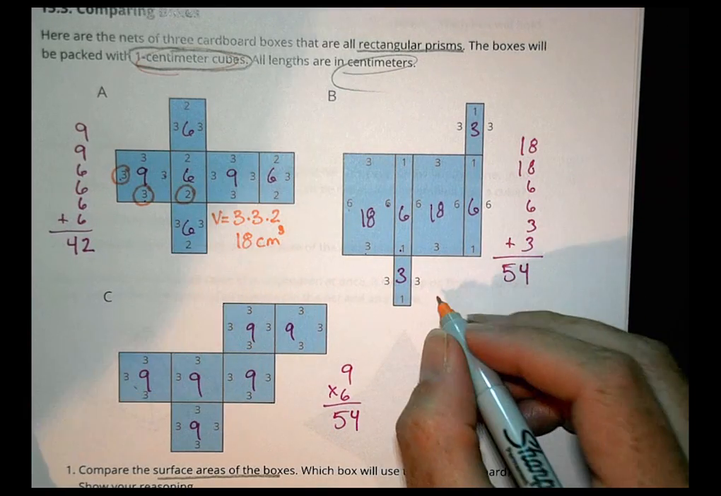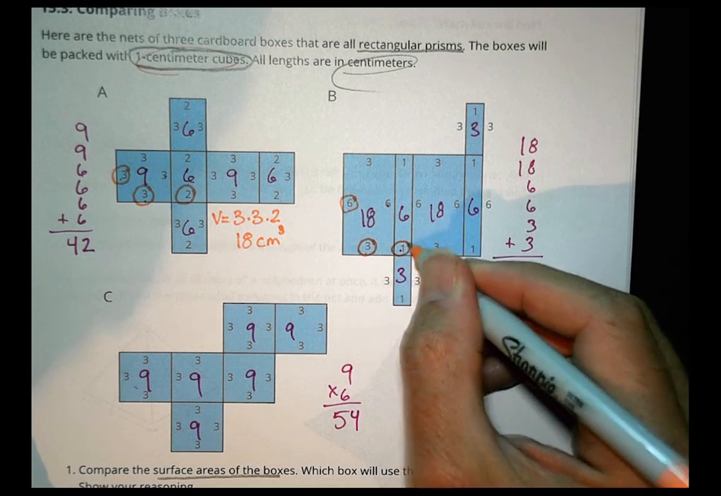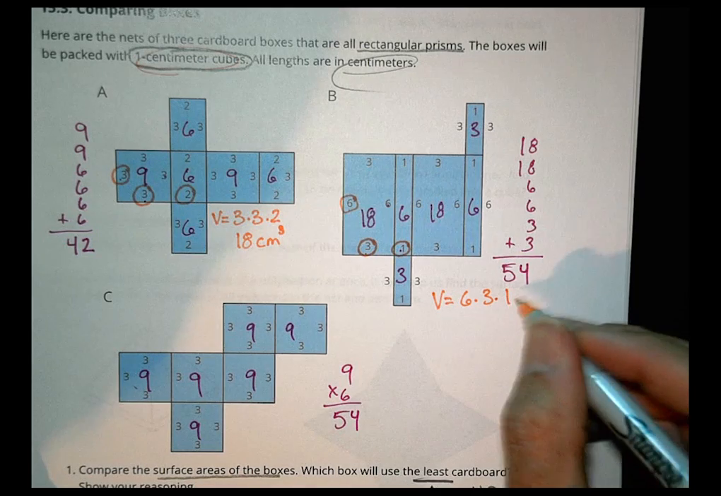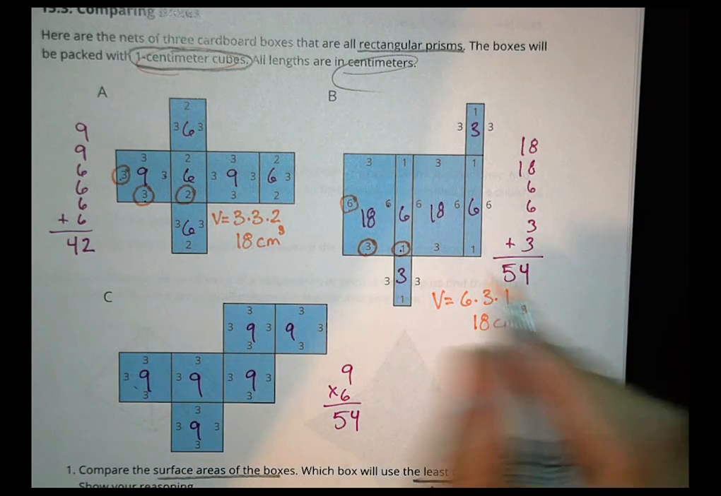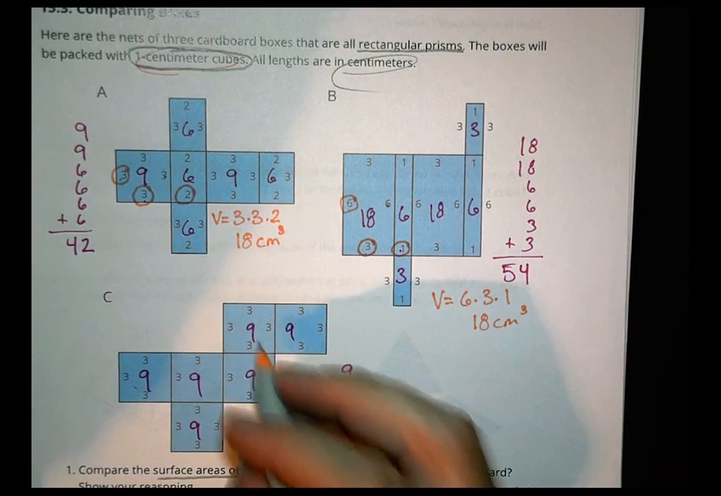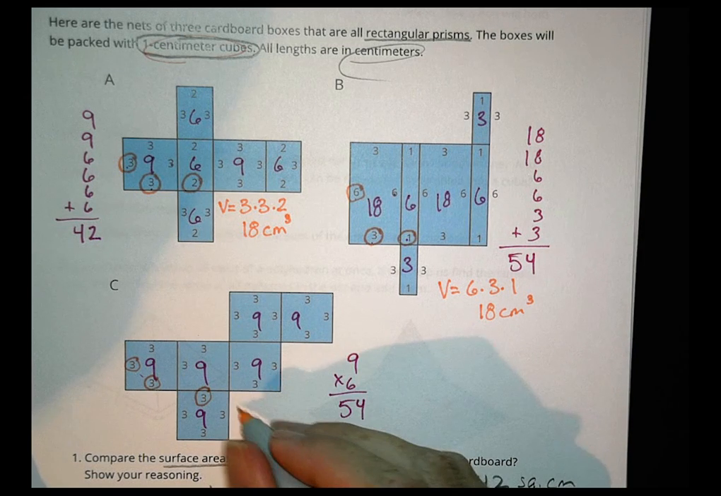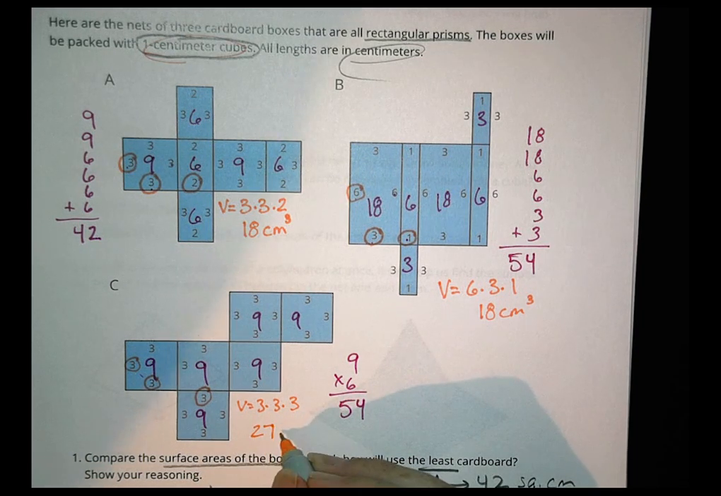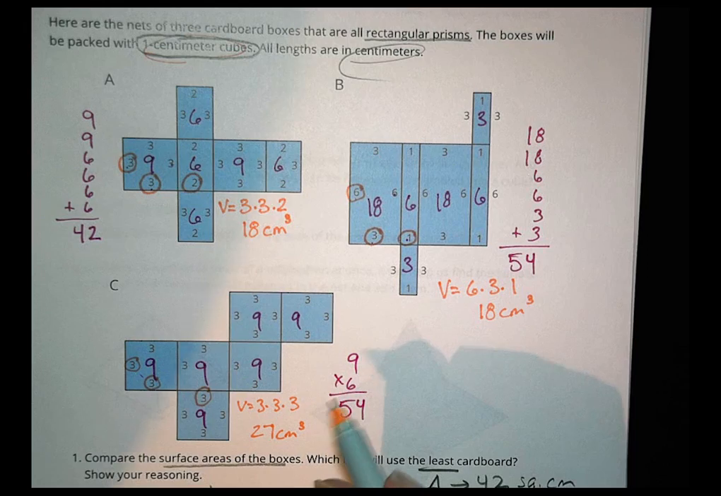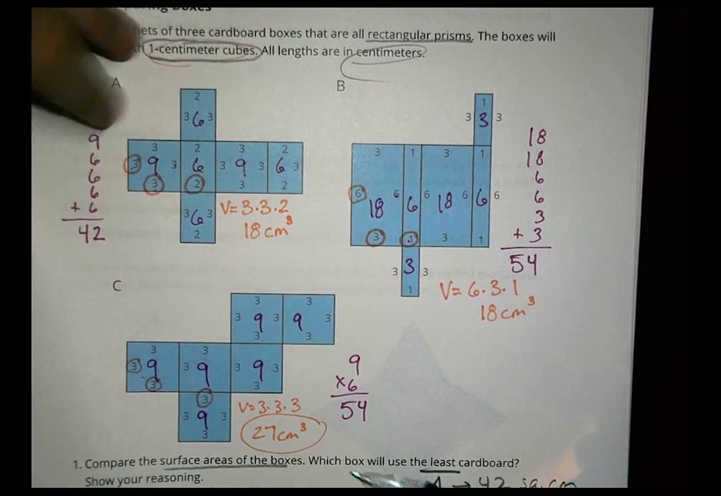When I look at B, the volume here, we're going to look at its sides. We have a side length of 6 and 3 and 1. So the volume is 6 times 3 times 1. 6 times 3 is 18 times 1 is 18. So 18 centimeters cubed. So these two shapes actually have the same volume. Let's take a look at the last one here. We have 3 times 3 and then times 3. So the volume of this is 3 times 3 times 3. 3 times 3 is 9, times 3 is 27 centimeters cubed. So the box that has the greatest volume is going to be box C because it can hold 27 little centimeter cubes inside of it, where the rest can only hold 18.